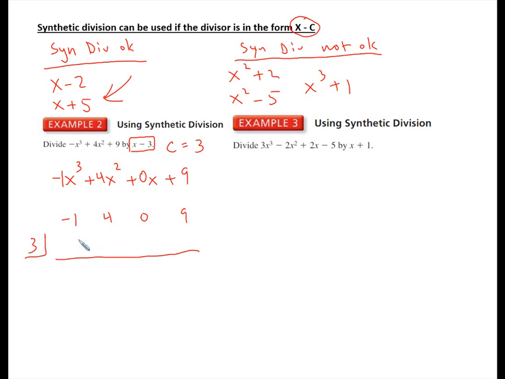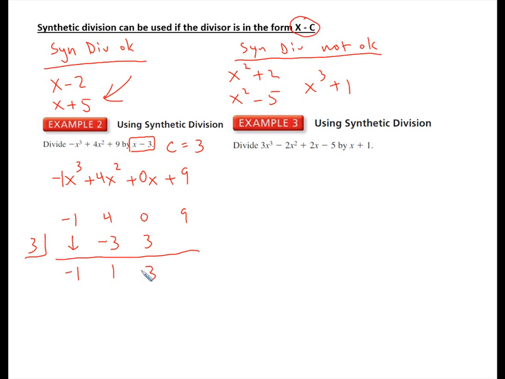And then what we're going to do is we're going to always drop down the first number, negative 1. Now, you're going to multiply the c with the numbers on the bottom here. So negative 1 times 3 will be negative 3. And that will go in the next missing spot right here. And then we're going to add these numbers. That gives me positive 1. And then we multiply, all right? So the number down here, we multiply with the c. So 3 times 1 is 3. That goes in the next missing spot here. We add these numbers, we get 3.